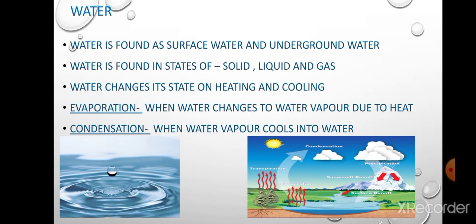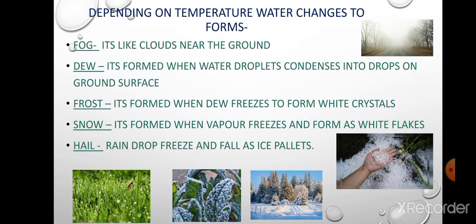In water bodies, due to heat, what happens? The water evaporates and forms water vapor, and it rises up. So the quantity of water vapor present in the air, what is it known as? It is known as humidity. And condensation: when water vapor cools down, it changes into liquid, and this is known as condensation. As water vapor rises in the atmosphere, it forms water droplets, and these droplets combine to form clouds.